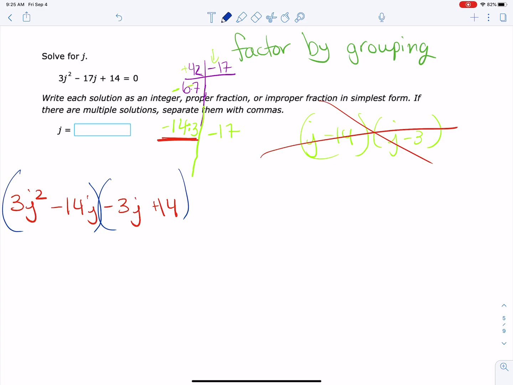So the most I can take out of this first set is a j, and then I'm left with 3j minus 14. And then the most I can take out of the second set, you always want to take out a negative if the first coefficient's positive or negative. I'm going to take out a negative 1. I'm left with 3j minus 14.